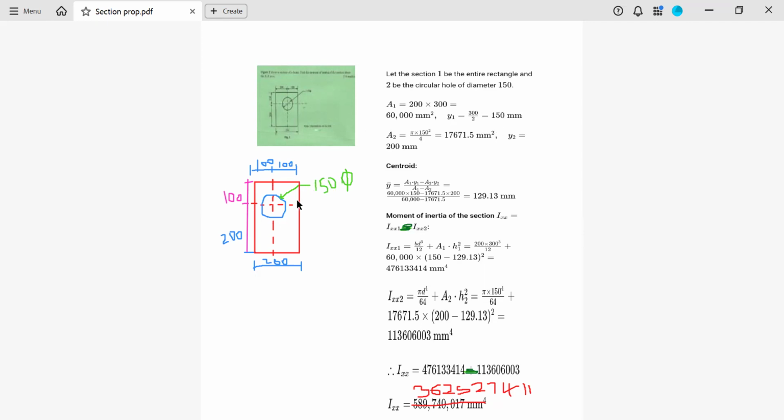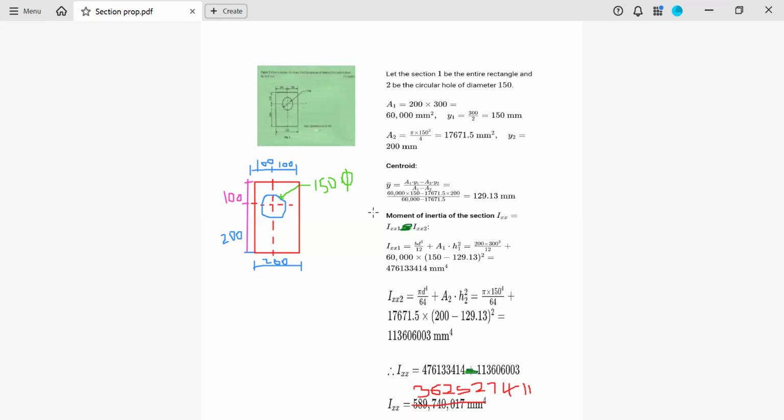Now, area 2 will be the area of the circular hole. We know that area of a circle is pi d squared over 4, where our diameter is 150. So we substitute and we get 17,671.5 millimeter square. Then y2 is the distance from the bottommost line to the center line of the circle. Looking on this diagram, you find the center line of the circle is 200 millimeters from the bottom line, hence y2 will be 200 millimeter.